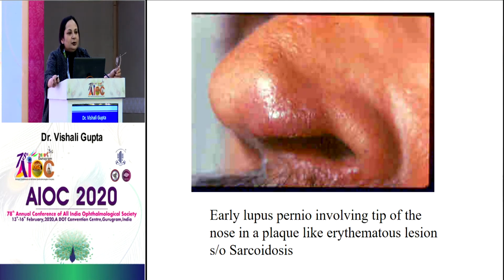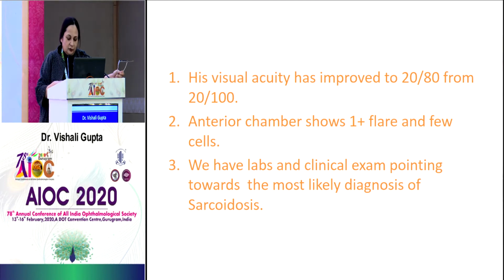But you still don't know what the thing was on the nose. So my rheumatologist says it is something called lupus pernio involving the tip of the nose, which is very classic of sarcoidosis. Okay, so we are almost nearly there, but whenever we talk of sarcoidosis, we like to have the biopsy. But if we look from the patient's point of view, within 72 hours, his vision is improved because you are giving treatment, anterior chamber inflammation is reduced, and you are nearly there with the diagnosis of systemic sarcoidosis.